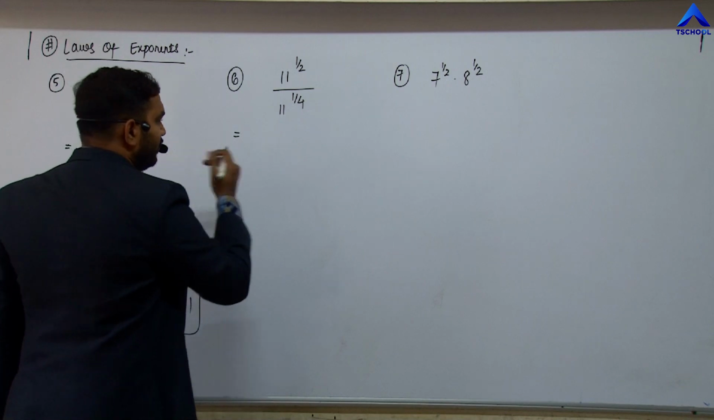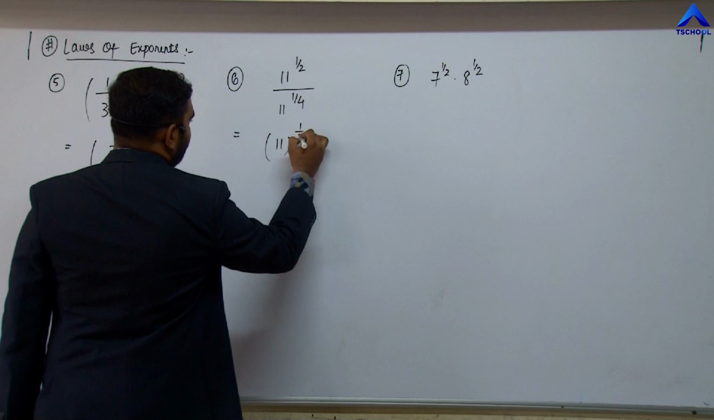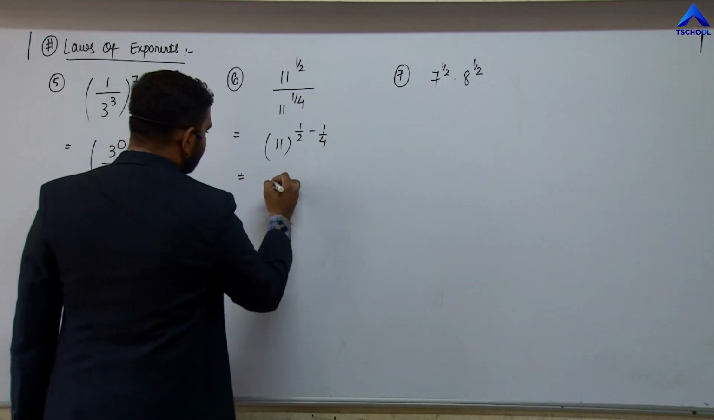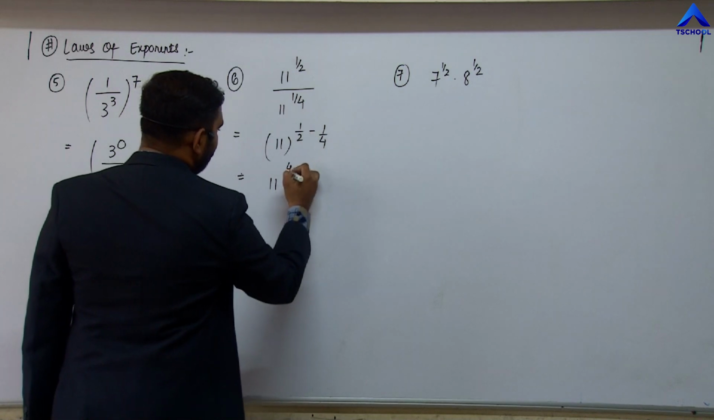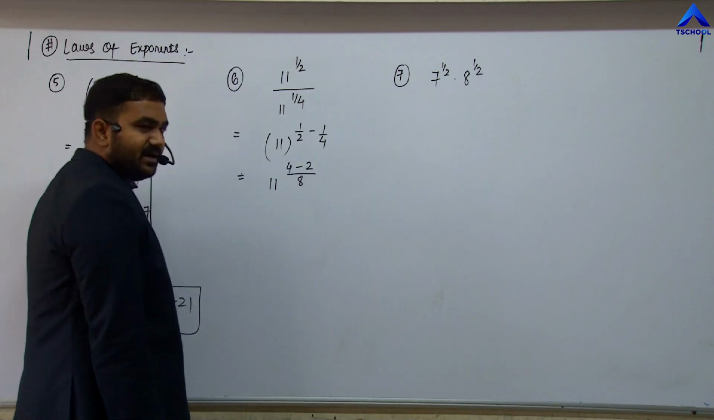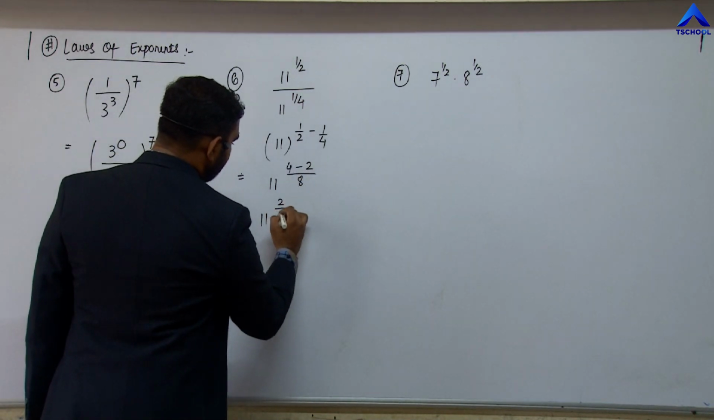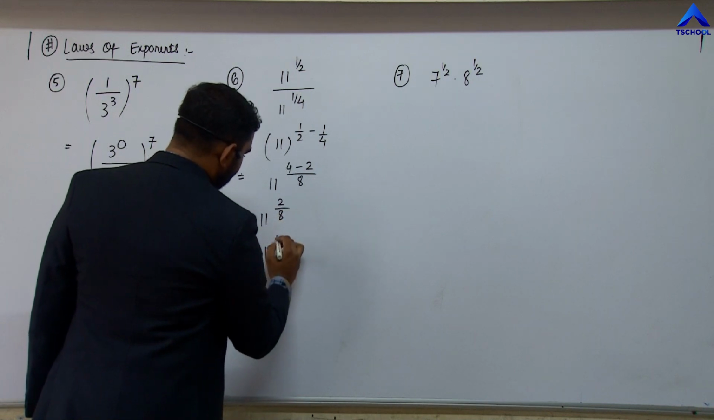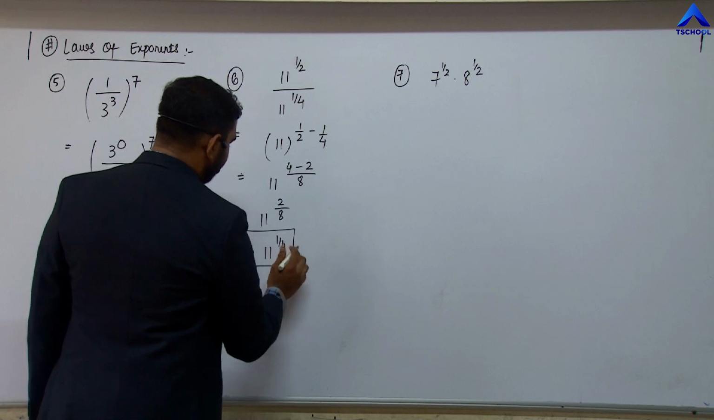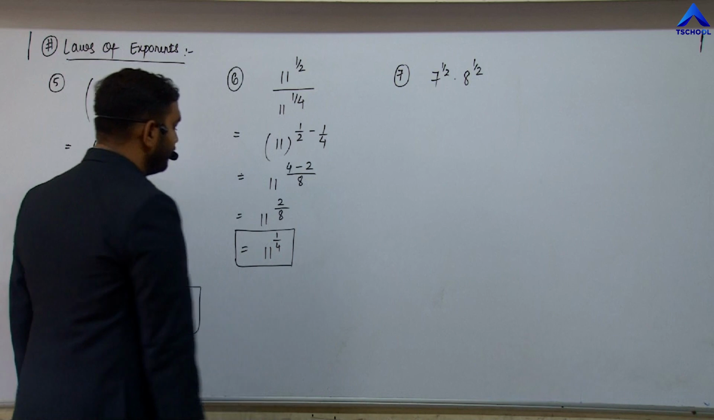Okay, coming to the next one, here we have 11 raised to 1 upon 2 upon 11 raised to 1 upon 4. So that will give me 11 raised to 1 upon 2 minus 1 upon 4. That equals 11 raised to 4 into 1 minus 2 into 1 upon 4 into 2, which is 8. That is 11 raised to 4 minus 2, which is 2 upon 8, which is 11 raised to 1 upon 4. So the answer to the given question is 11 raised to 1 upon 4.